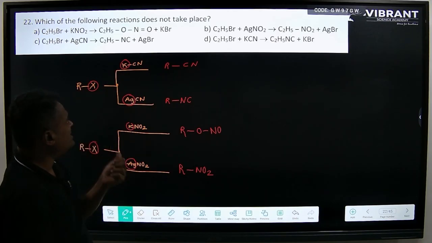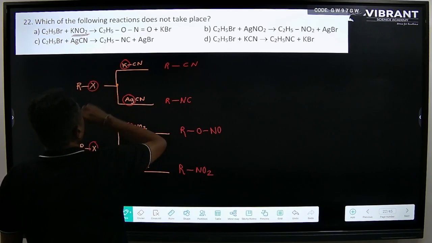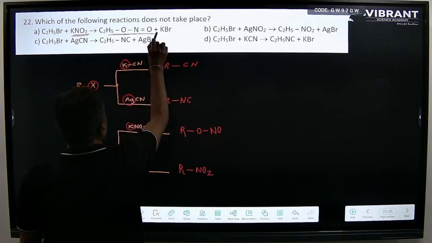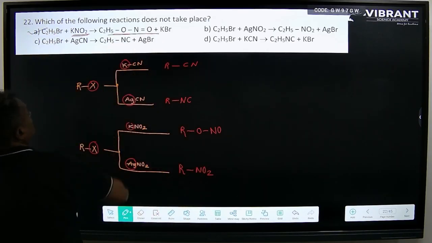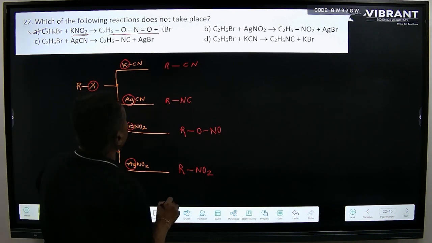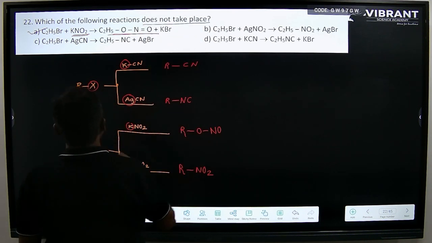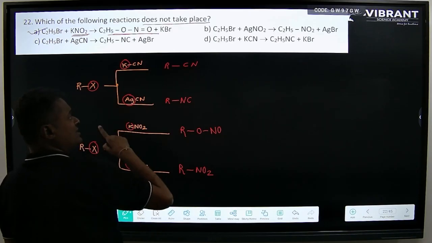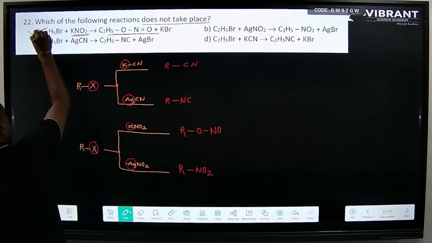Now, let us see and check. Whenever KNO2 is given, you get ONO as the product formed, that is nitrite, which is correct. So, this is the correct one. But wait, we have to find out correct? No, we have to find out what does not take place properly. That means this answer is correct, but this is not our question. Okay, child. So, we will cross this.